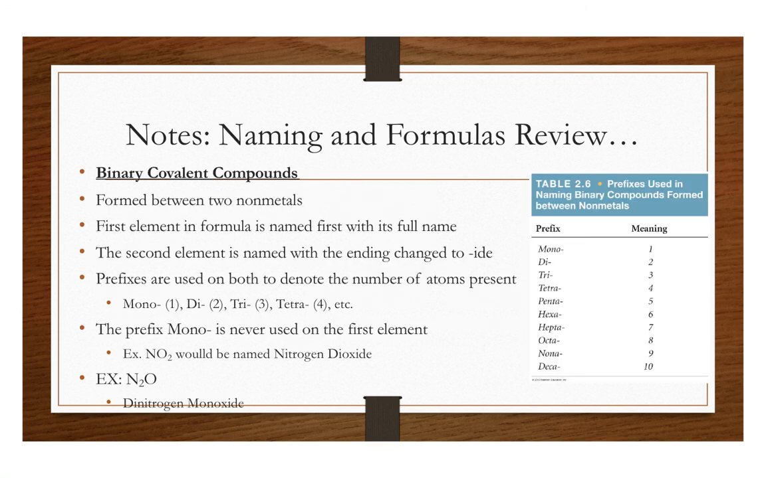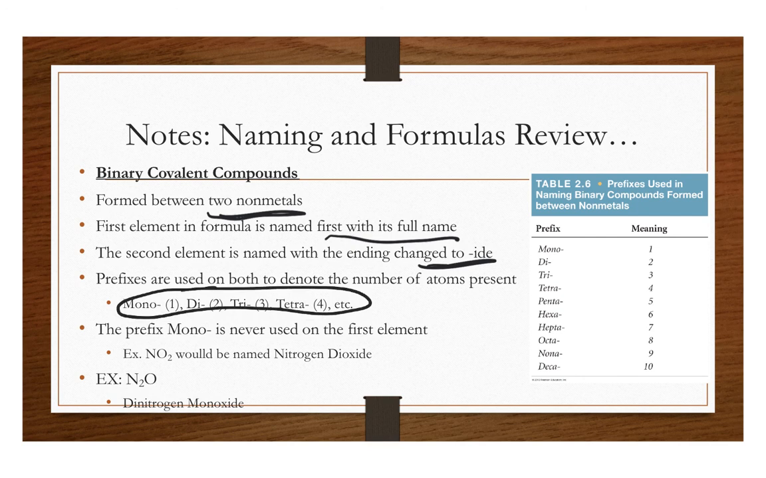Okay, what about covalent compounds? Again, covalent compounds are formed between two nonmetals. The first element in the formula is named first with its full name. The second element gets its ending changed to "ide," just like we've seen before. And then we put prefixes on them to denote the number of atoms present. However, we never use mono on the first element. We just leave it blank.